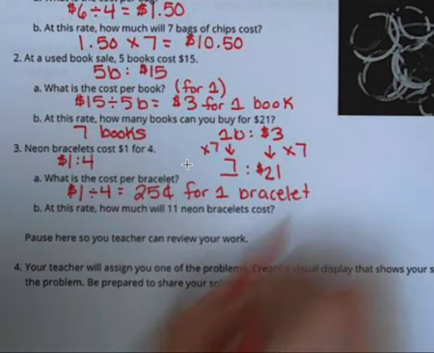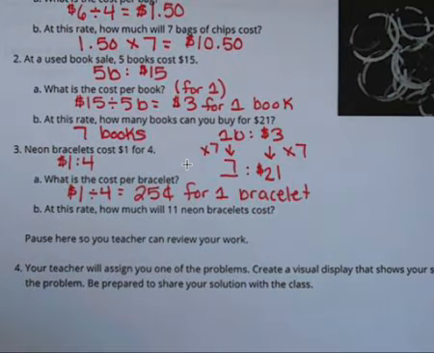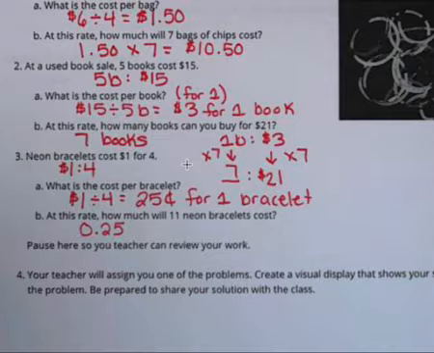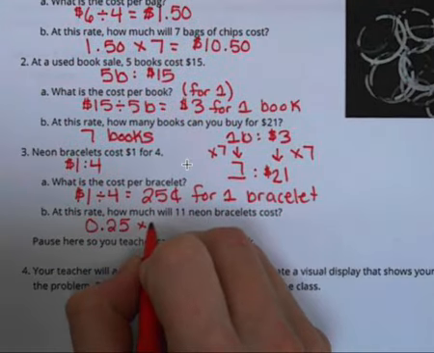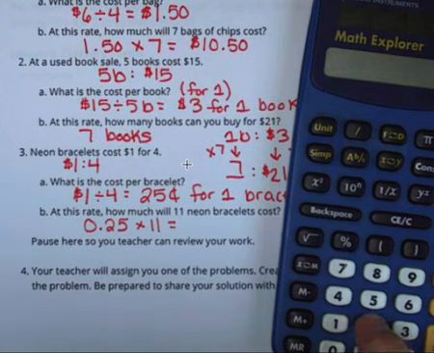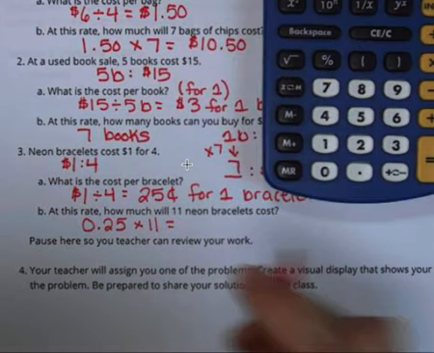At this rate, they want to know how much 11 neon bracelets will cost. So if 1 is 25 cents, we can write that in decimal format. We take that times the number of items, so 11. So 0.25 times 11. Oops, it's off the screen. We get $2.75.